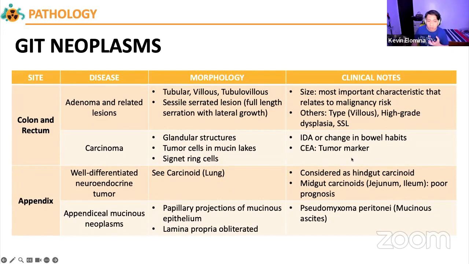So tumor marker is your CEA. Clinically, it can present if nasa right side, iron deficiency anemia because of bleeding, or change in bowel habits kapag nasa left side. Okay, for your appendix, most common is your carcinoid, benign. And for your appendiceal mucinous neoplasms, the important thing there is that is a differential if you have mucinous ascites.